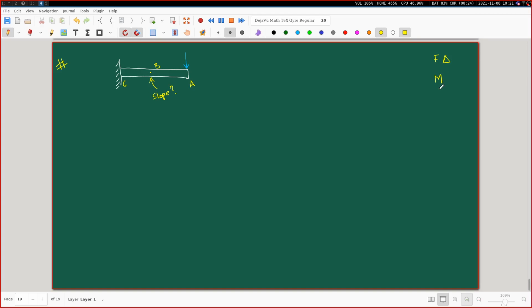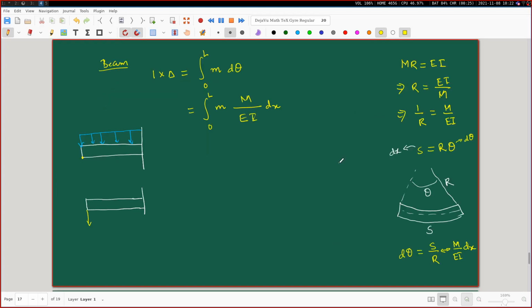Moment has the unit of Newton meter, while work has the unit of Newton meter as well. So if you multiply moment with the slope, when this slope theta is expressed in radians, which in the world of angles is just dimensionless, then M theta is also a work. In fact, we have already applied this idea here. M d theta is the work.